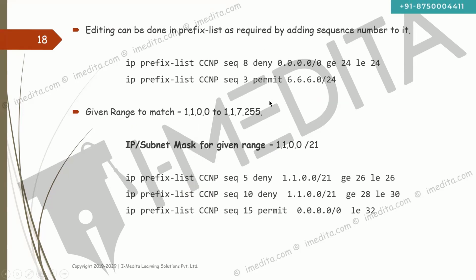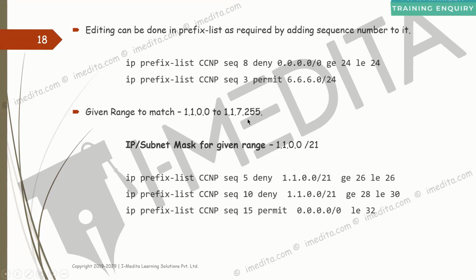So editing can be done as well by mentioning the sequence number as per the requirement. We can mention IP prefix-list CCNP. We can mention the sequence number to add a statement before or after a particular statement. If you want to match a given range, then again, similar to that, we can match a given range as well.